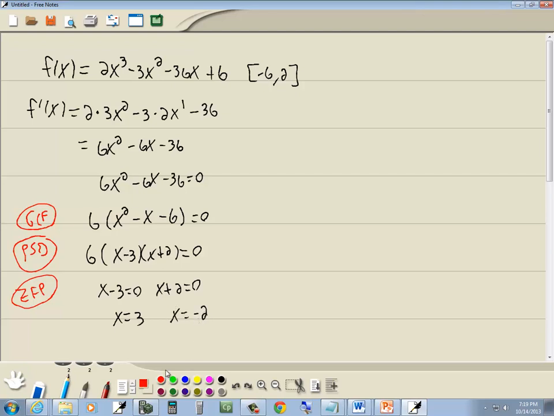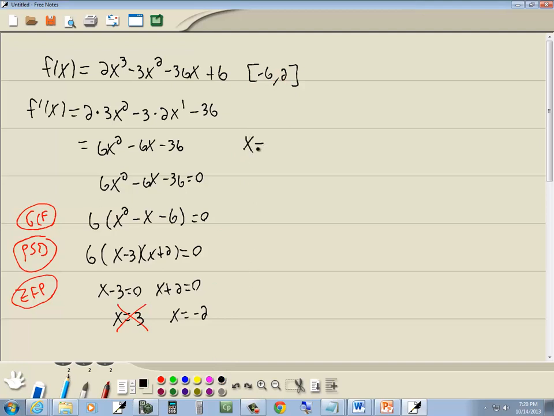But we only want to keep the critical values that are in our range of values. We're only looking between negative 6 and 2. Now 3 is not in that range of values. 3 is greater than 2, so we'll cross that one off. Negative 2 is between negative 6 and 2, so we're going to keep that one.